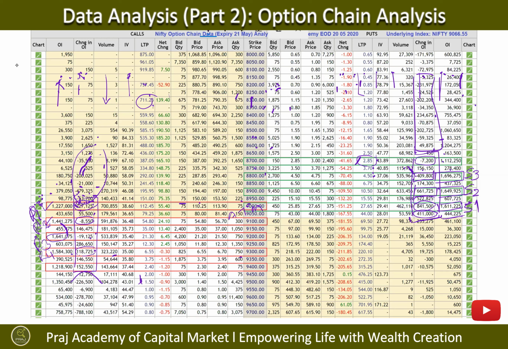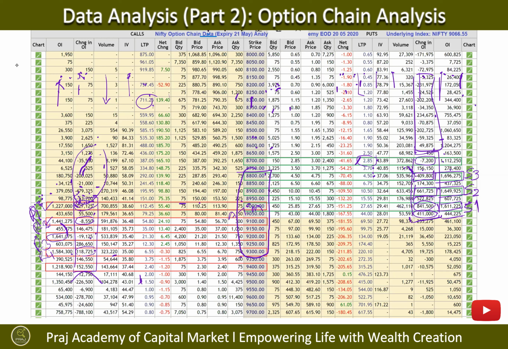So looking at this option chain, we can say that tomorrow the market may remain in a trading range of 8,800 on the downside and possibly around 9,300 or 9,250 on the upside. Tomorrow is the expiry of weekly options of Nifty and Bank Nifty. So the market could be volatile. But as of now, looking at this data, this seems to be the trading range.